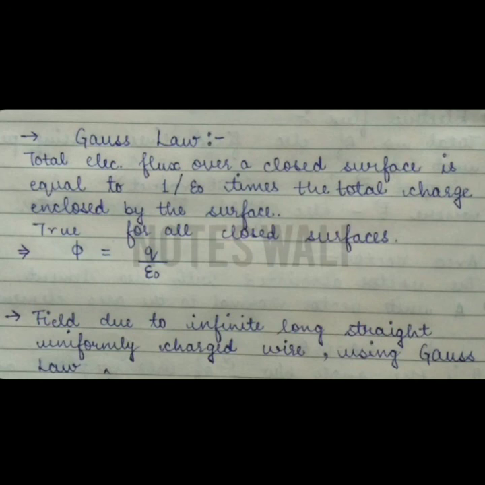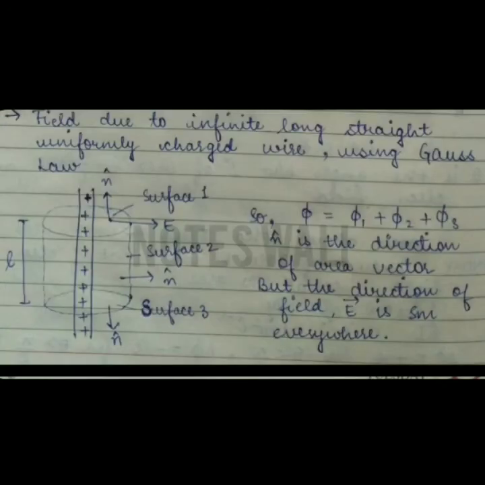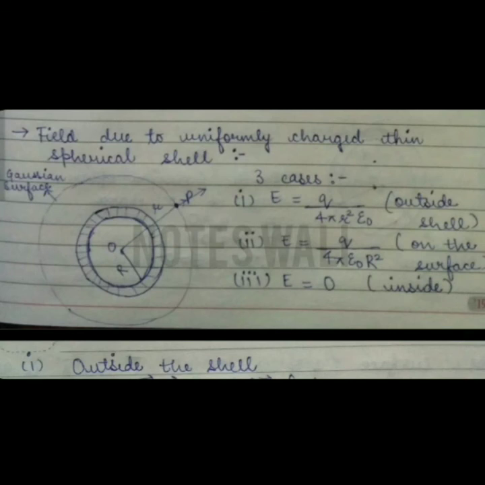First we are going to find the field due to an infinitely long straight uniformly charged wire using Gauss law. So you have to take an imaginary closed surface around the object for which you are going to find the electric field. The next is the field due to a uniformly charged thin spherical shell. We will find it here at three positions. First is outside the shell, second is inside the shell, and third is on the shell, I mean at the surface of the shell itself.